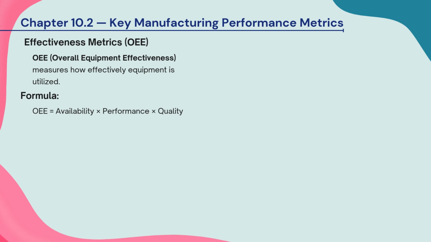This slide explains OEE, overall equipment effectiveness, which shows how efficiently equipment is being used. OEE is calculated using 3 factors: availability, performance, and quality. Each factor measures a different type of loss. In the example, availability is 93.7%, performance is 90%, and quality is 98.8%. When multiplied, the overall OEE comes to 83%, indicating the true effectiveness of the machine.